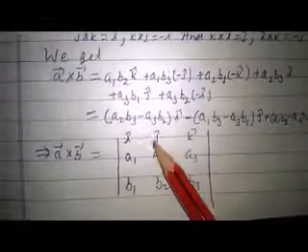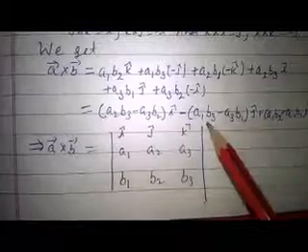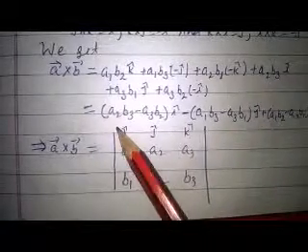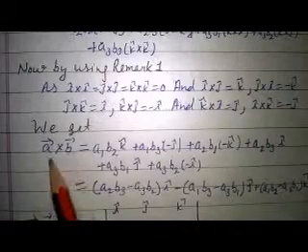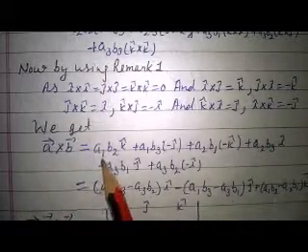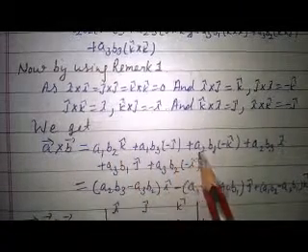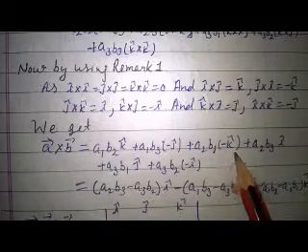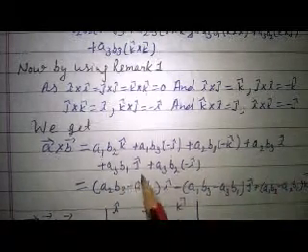Now we find the coefficient of i cap, coefficient of j cap, and coefficient of k cap by comparing. Students, by using these important points, we get a vector cross b vector is equal to a1 b2 k cap plus a1 b3 minus j cap plus a2 b1 minus k cap plus a2 b3 i cap plus a3 b1 j cap plus a3 b2 minus i cap.